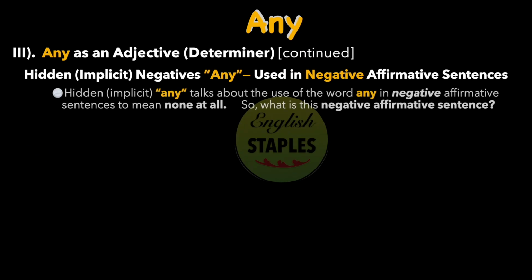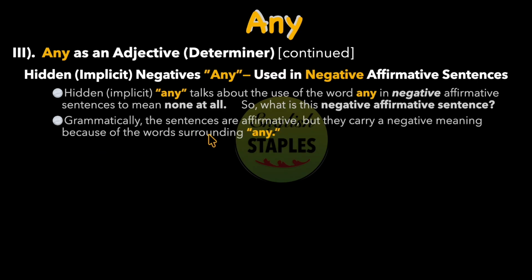Hidden, meaning implicit, any, talks about the use of the word any in negative affirmative sentences to mean none at all. So this is like quite the opposite. Before it was open, free choice. Now it's none at all. So, what is this negative affirmative sentence?